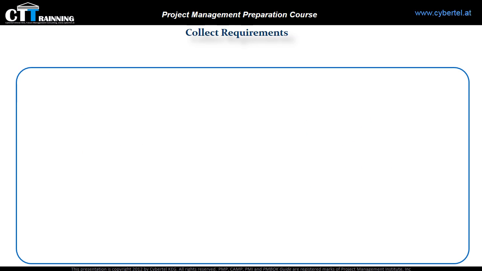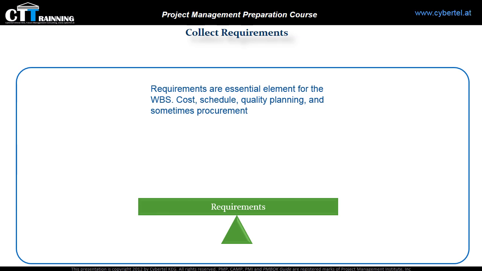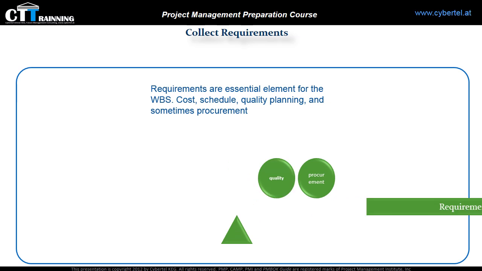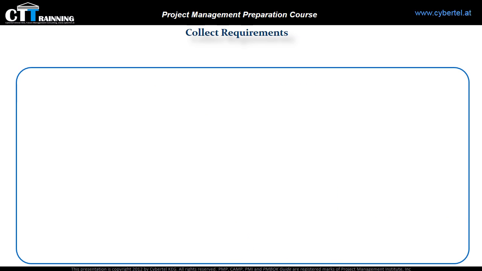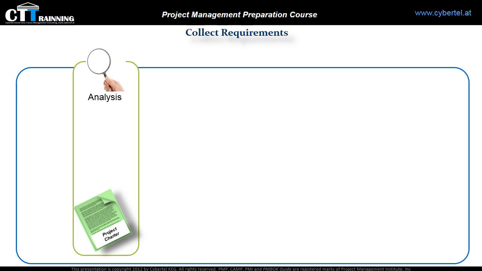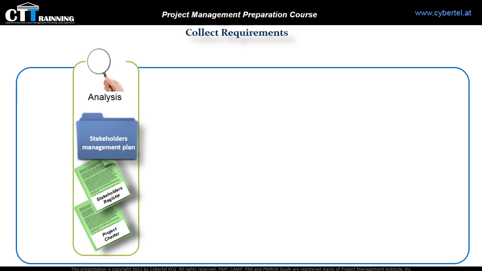Requirements are an essential element for conducting the work breakdown structure, WBS, cost, schedule, quality planning, and sometimes procurement. Without efficient requirement information, you will struggle with these tasks. Okay, how do we start working on this process? Conducting this process begins with an analysis of information included in the project charter, the stakeholder register, and the stakeholder management plan.